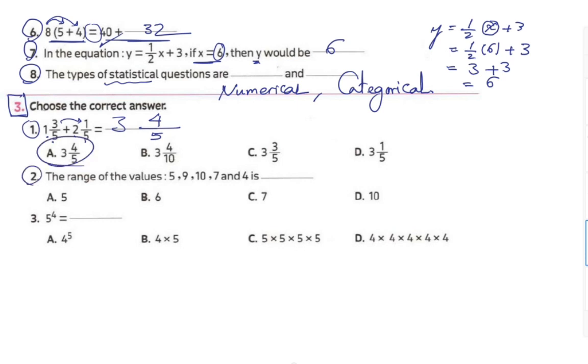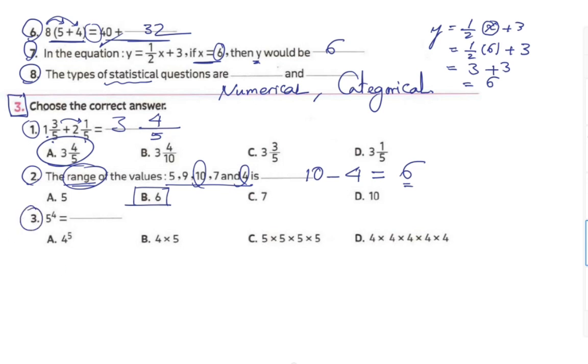Question number 2, the range of the values. What is the range? The greatest value minus the minimum value, or the smallest value. We have all of these values. Where is the minimum, the smallest? 4. Where is the greatest value? We have 10. So 10 minus 4 will give us the range. 10 minus 4 equals what? Equals 6. So 6 is the range of these values.